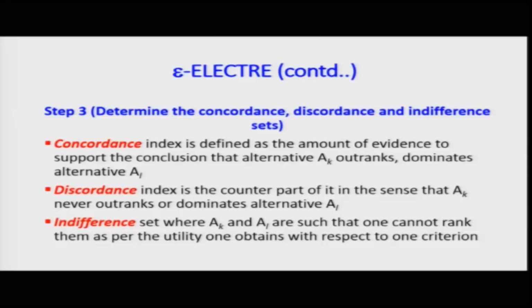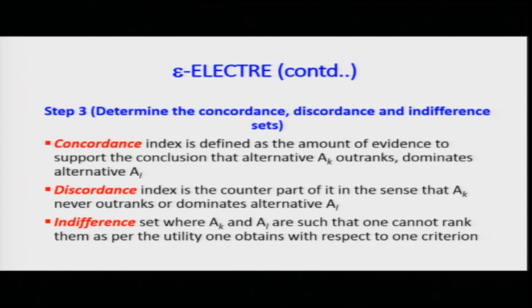Similarly, the discordance index is the counterpart of it, the opposite. If you remember, in the general ELECTRE process, we had a concordance index and a discordant index. So, a discordant index is the counterpart in the sense that A k never outranks or dominates alternative A L. On the contrary, it is negative. Negative utility or negative value accrues to taking A k with respect to A L. So, that is the discordance index based on which we will have the discordance matrix capital D.